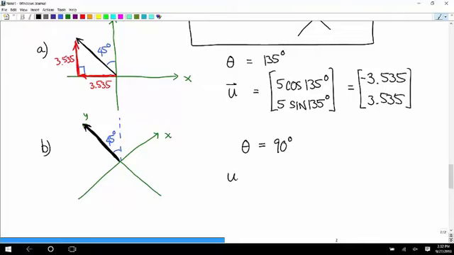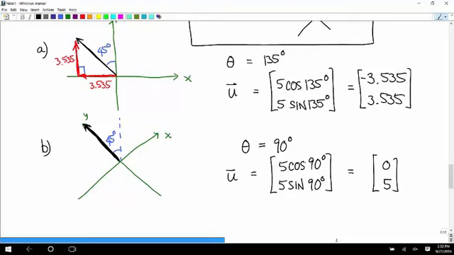And so that means that the vector components are 5 times the cosine of 90 degrees. That's the x component. 5 times sine of 90 degrees. That's the y component. And that just gives you 0, 5, because the cosine of 90 is 0.